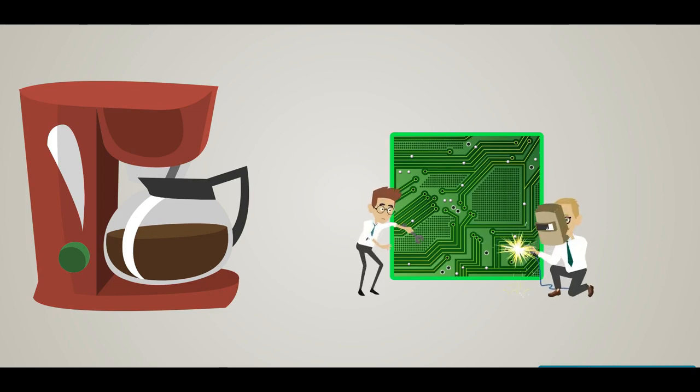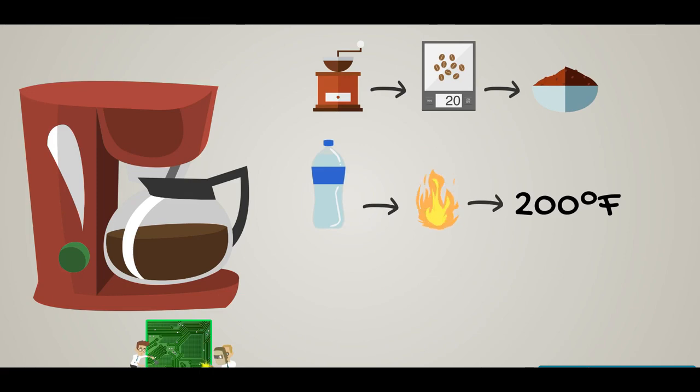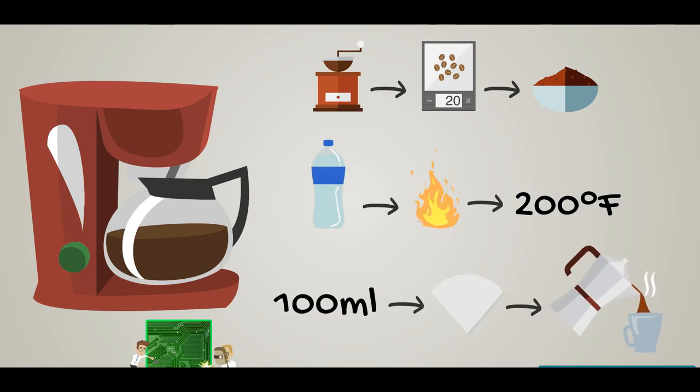For instance, the engineers may set the machine's electronics to: first, grind 20 grams of coffee beans. Second, heat the water to 200 degrees Fahrenheit. Third, pour 100 milliliters through the ground coffee into the cup.